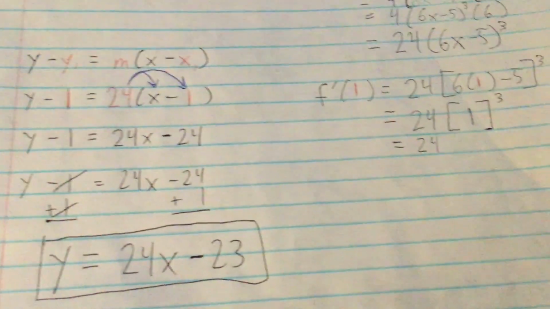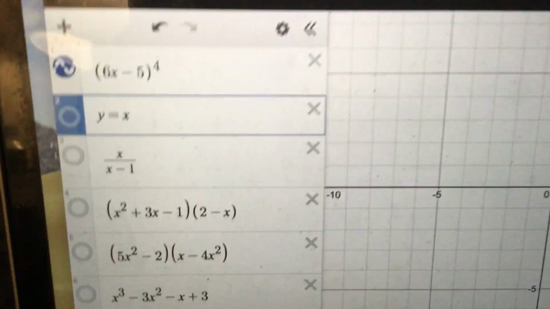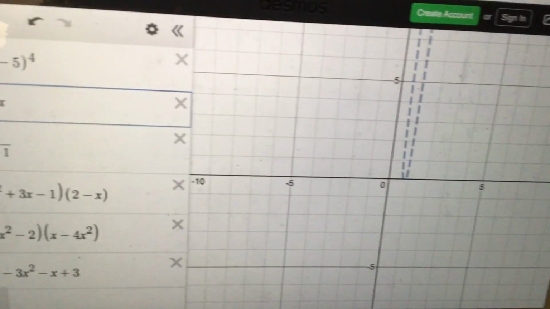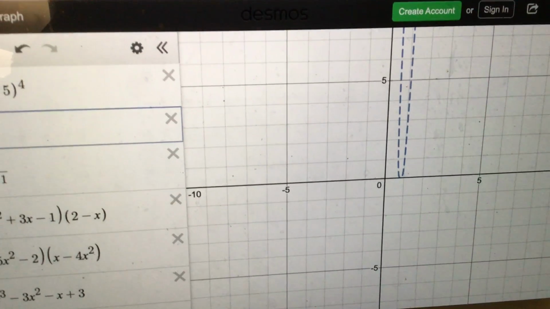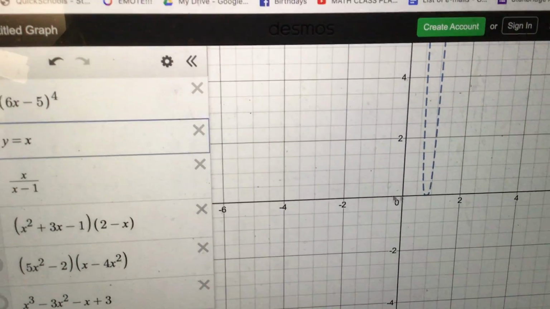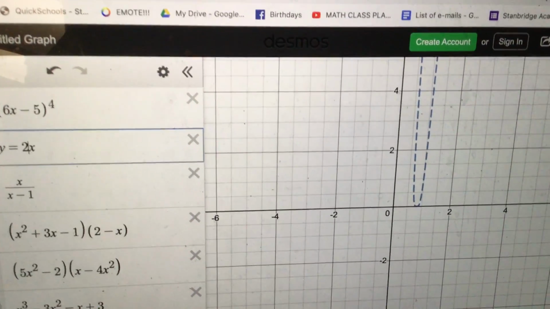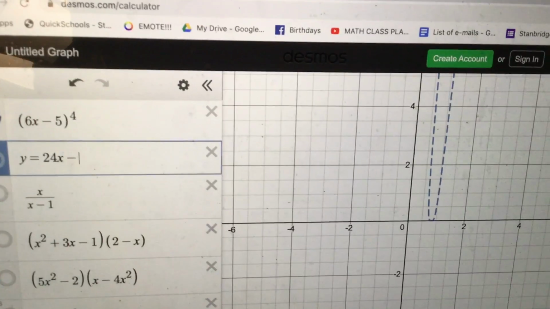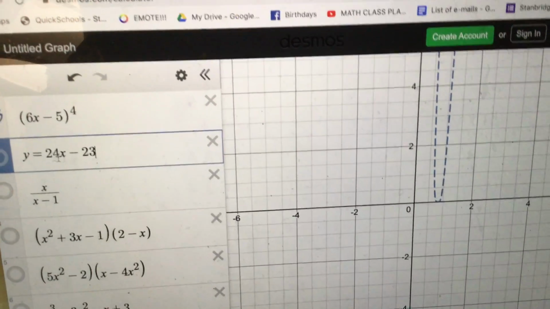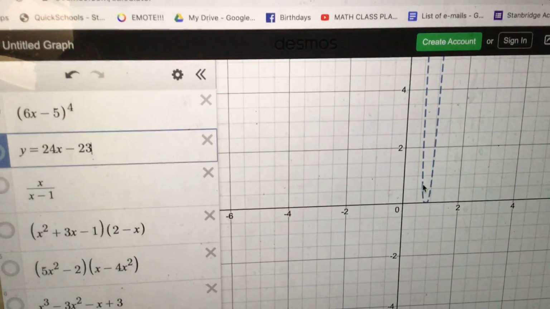So now I'm going to take a look at the graph y equals 6x minus 5 quantity to the fourth power. I made it this blue dotted graph. Notice how very thin it is, right? Even if I zoom in a little bit. And I care about the linear equation y equals 24x minus 23. Let's see if it touches the graph at 1, 1.